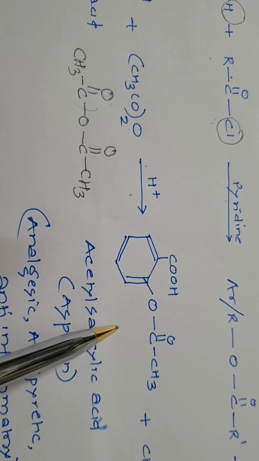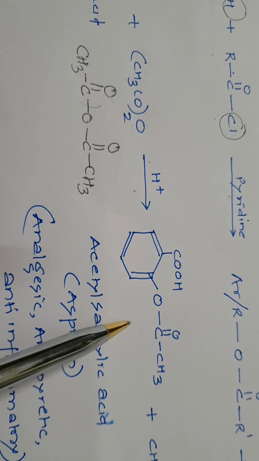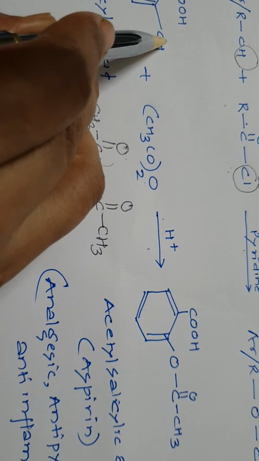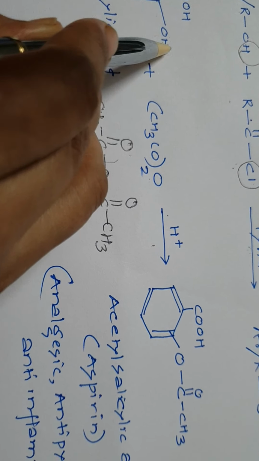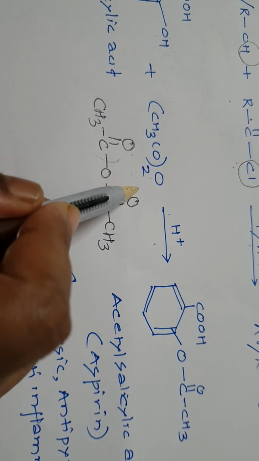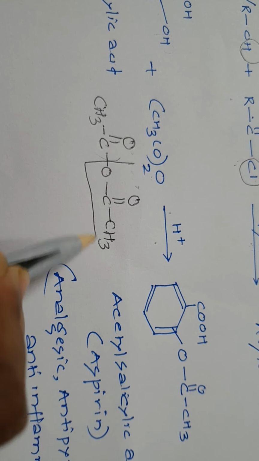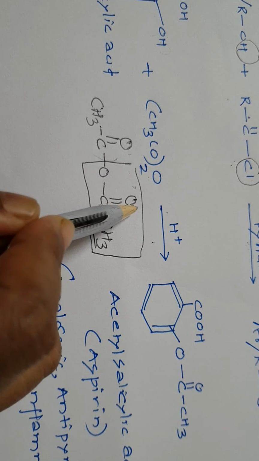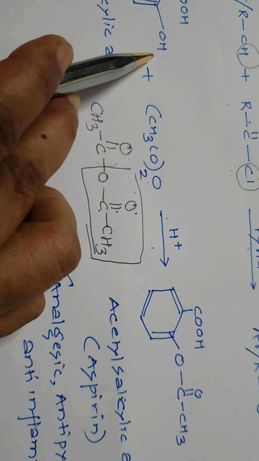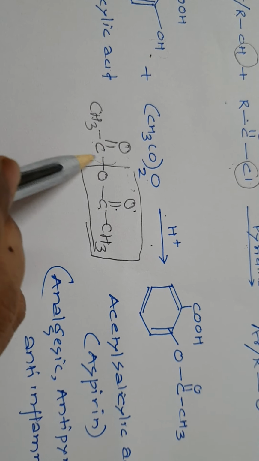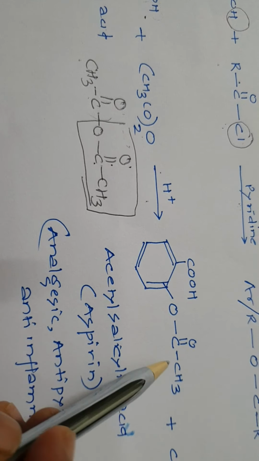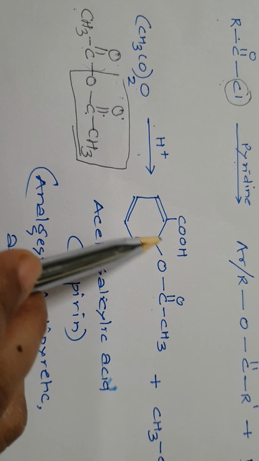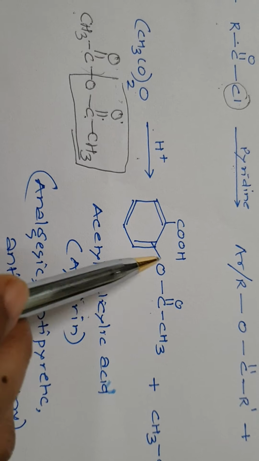Now what is this ester? The ester which is formed in this particular reaction is because of the cleavage between O and H. The hydrogen gets along with the rest of the group over here, thus forming CH3, C double bond O, O, H from here, and this C double bond O CH3 binds over here. So this is your acetyl salicylic acid.